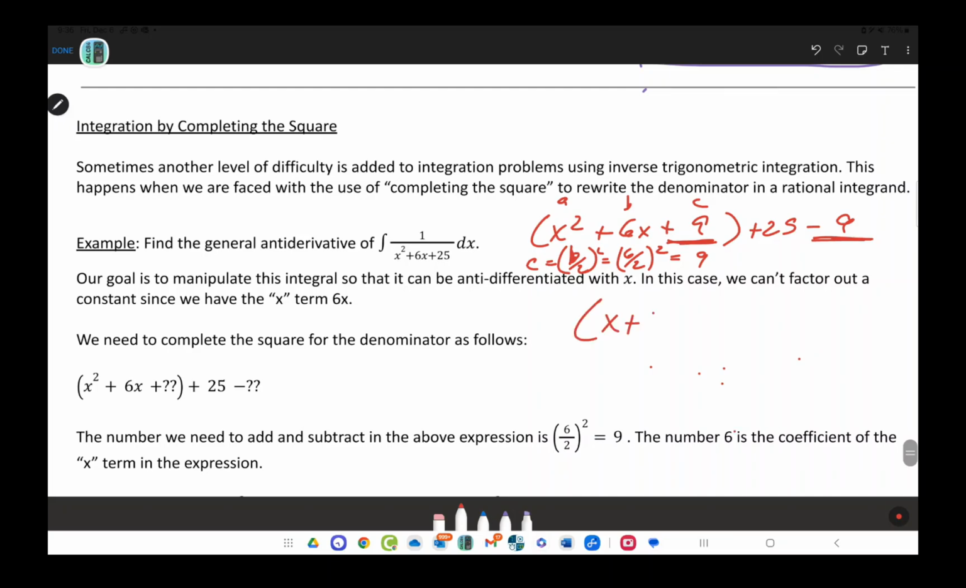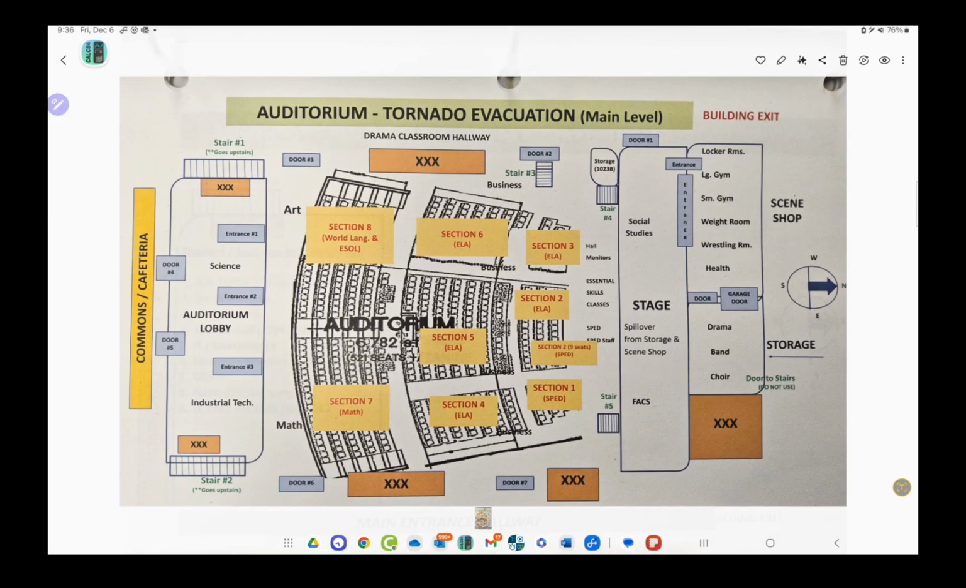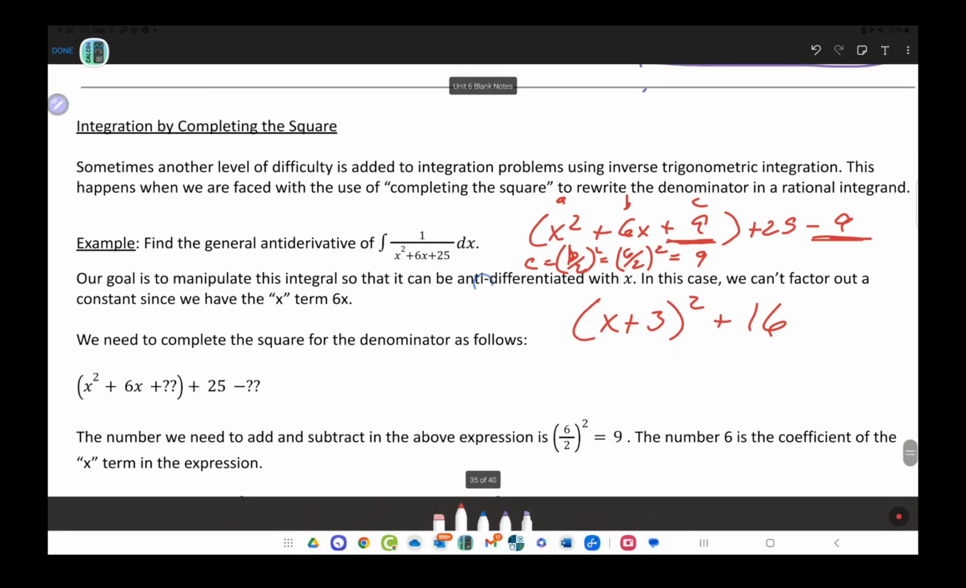So (x plus 3) squared plus 14. And there I have completed my square. You mean 60? 16. We'll go with 16 instead. It is, because the correct answer is 16.